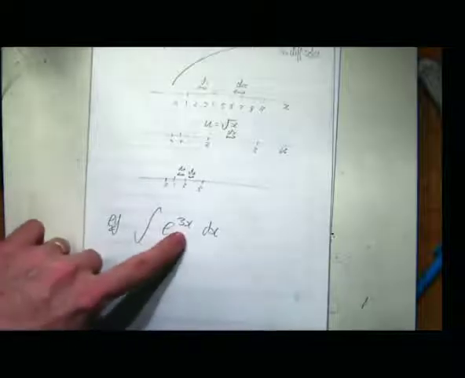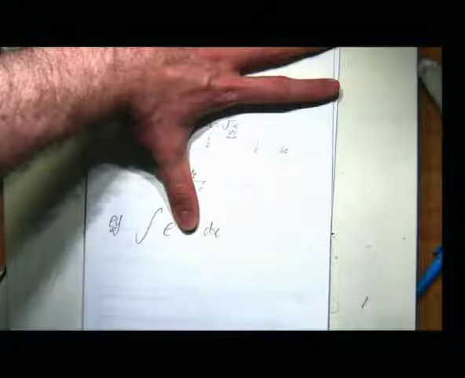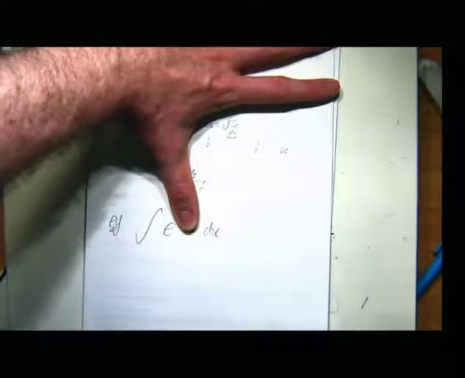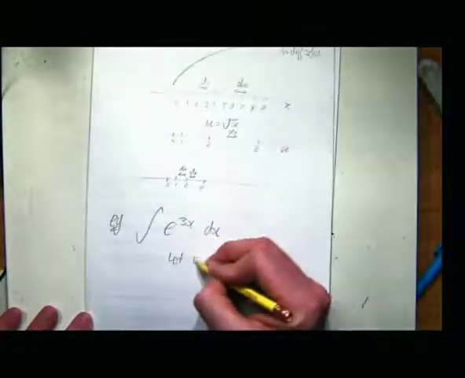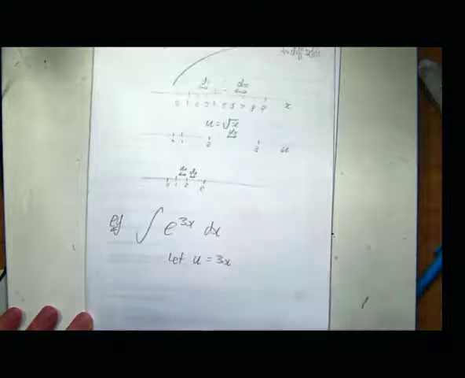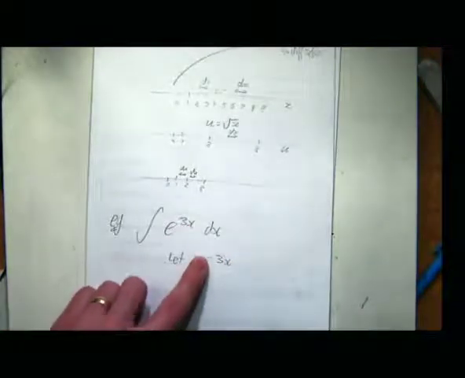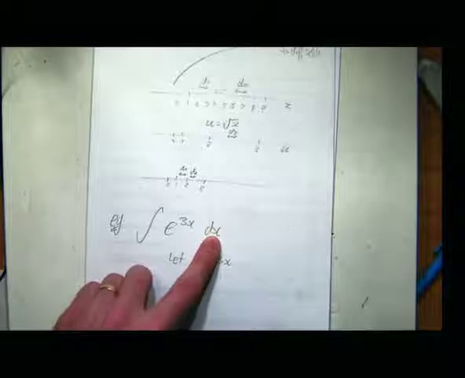So you look and see, oh, if that was just an x, I would know what to do. That's my mantra. If that was just an x, I would know what to do. And so I can pretend that I can replace it with something else. I can say let u be equal to 3x. And that will replace my 3x with a u. And then what I'll do is I'll replace my dx with something in terms of du.